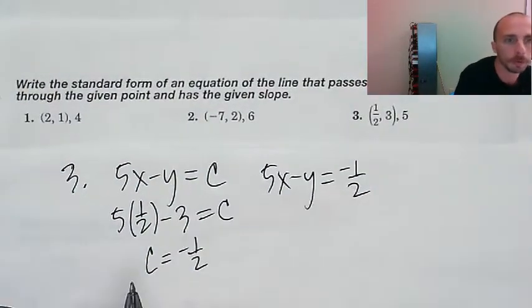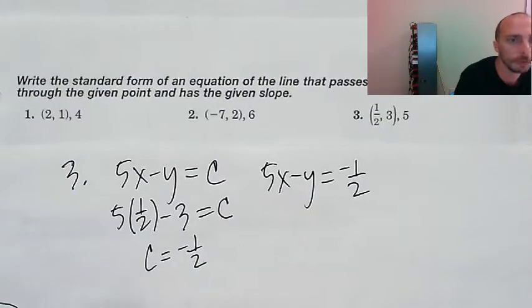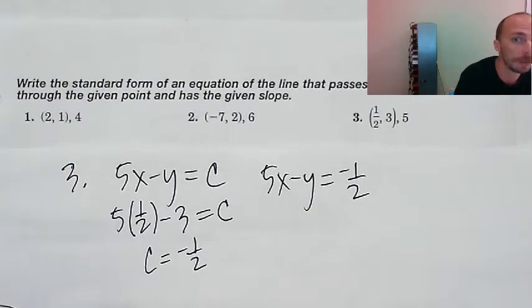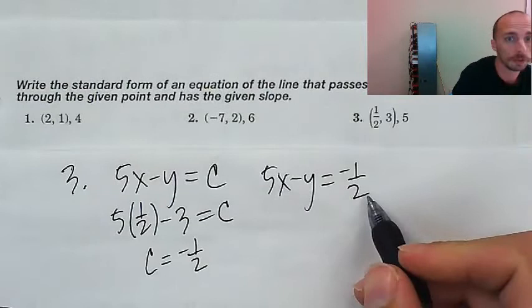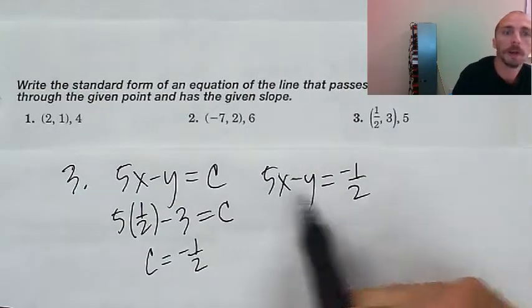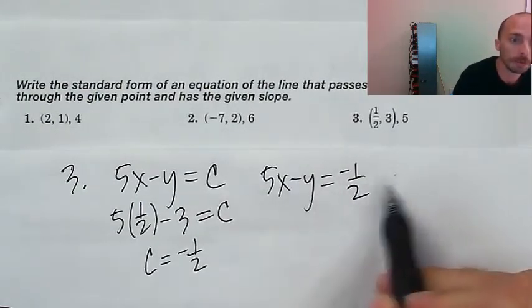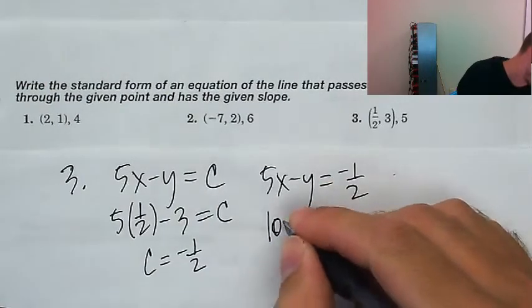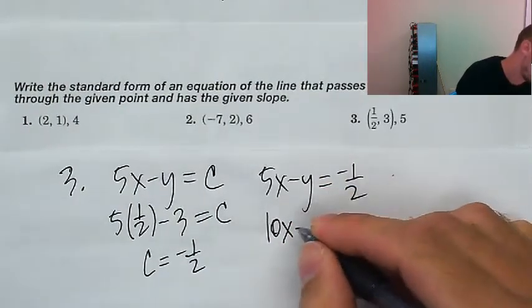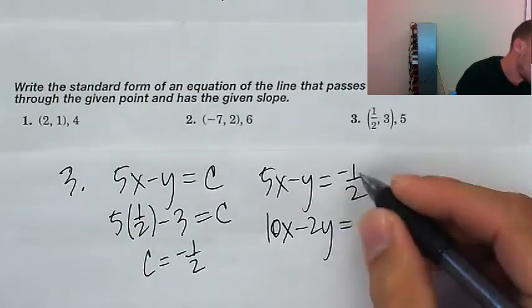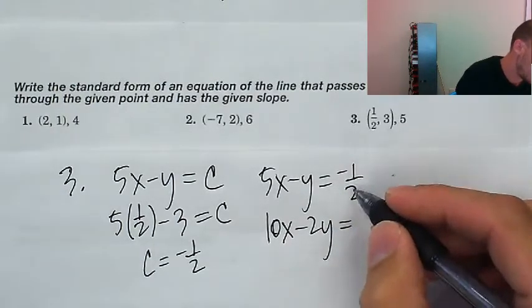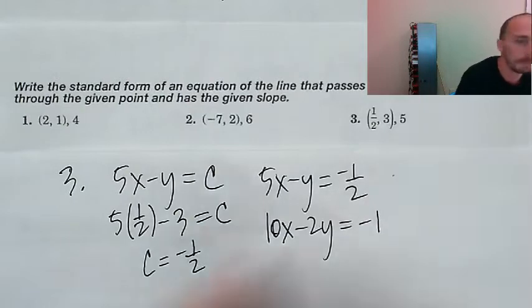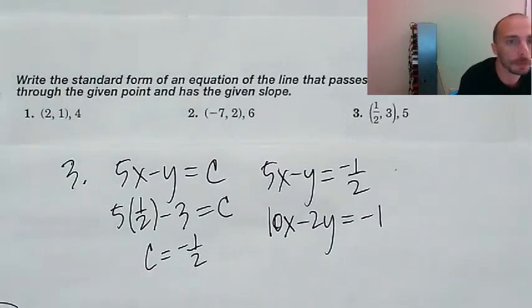Okay, and maybe your definition of standard form wants everything to be integers if that's possible. So I'm going to get rid of that 2 by multiplying both sides of this equation by 2. Okay? So I just have to double everything. 5x times 2, that's going to be 10x. Negative y times 2, negative 2y. Negative 1/2 times 2, that'll be negative 1. Okay? And that's another standard form equation.